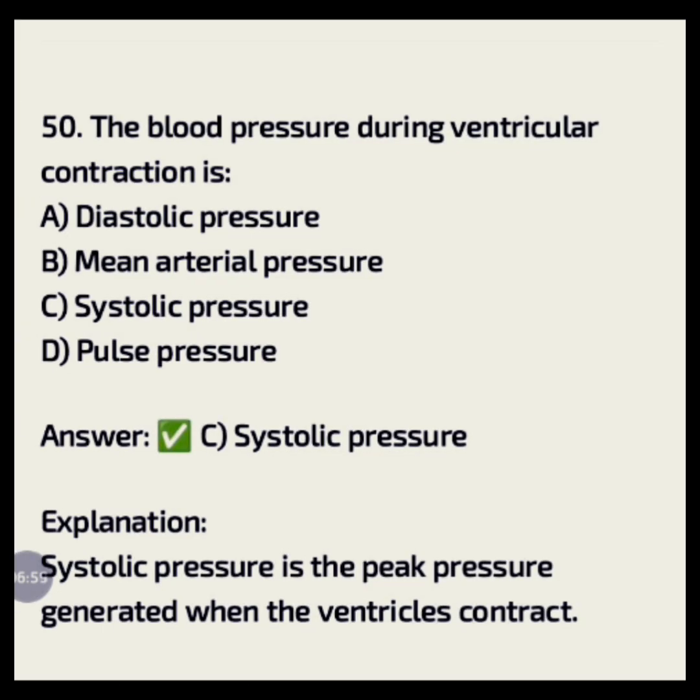The blood pressure during ventricular contraction is: option A, diastolic pressure; option B, mean arterial pressure; option C, systolic pressure; option D, pulse pressure. The correct answer is option C, systolic pressure. Systolic pressure is the peak pressure generated when the ventricles contract.